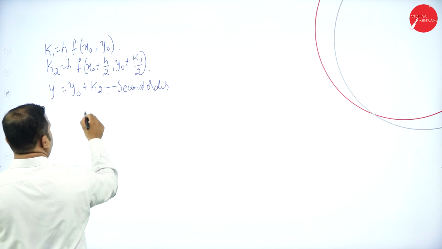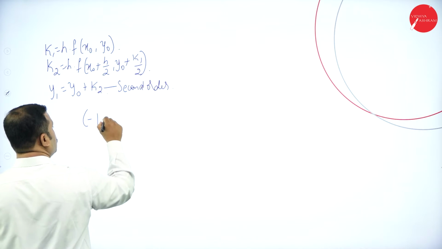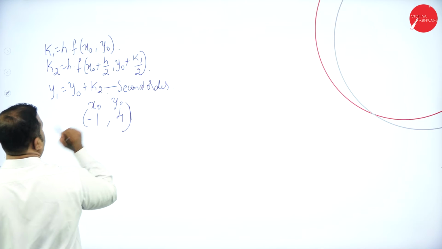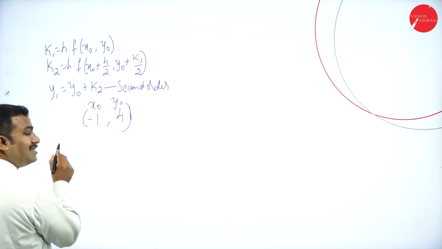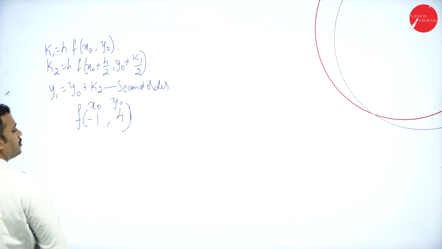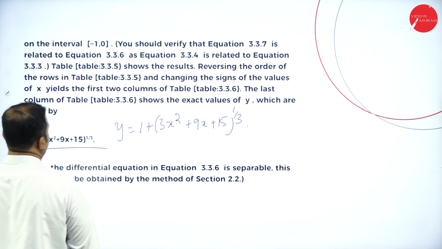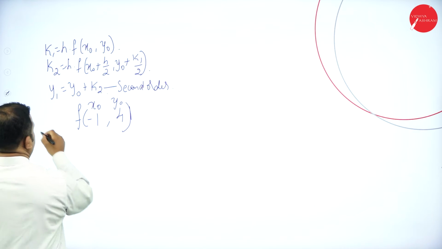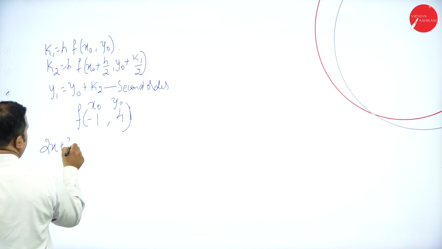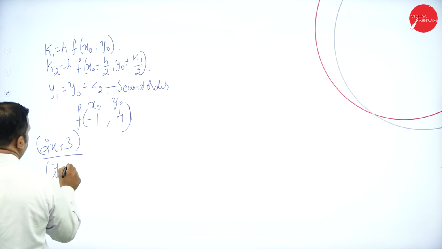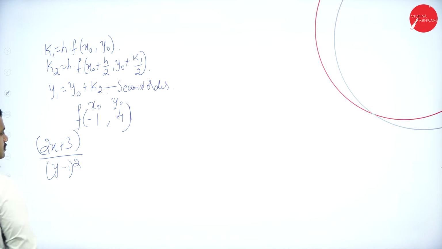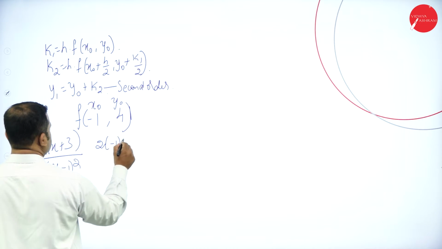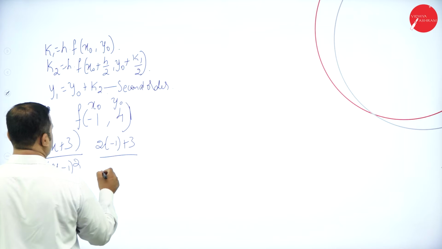What is the value of f of x0 comma y0? x0 is equal to -1. What is the value of y0? We have 4 here. This is the value of x0 and y0. Now, if I substitute this into the function, the function is written as 2x plus 3 divided by y minus 1 whole square. What is the value of x here? -1. 2 into -1 plus 3 divided by y minus 1.